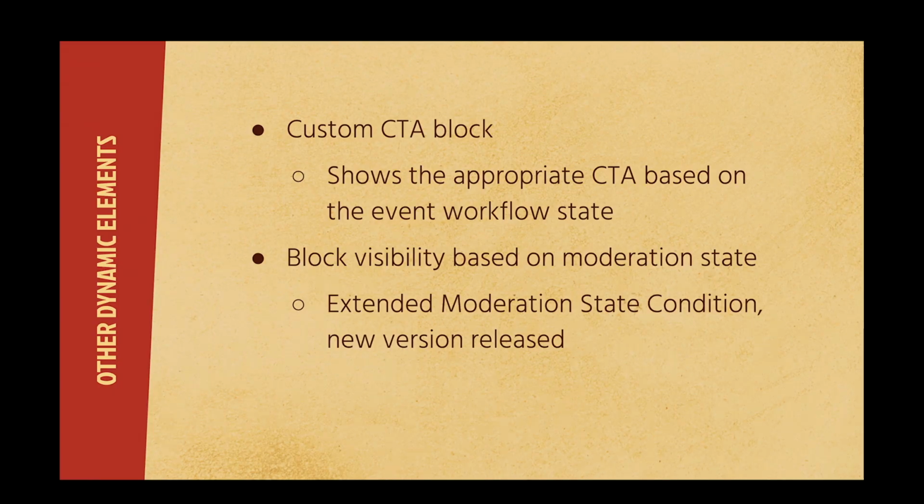In the top right of the site, and you'll see this as we go through the demo, there's a custom CTA block, and it'll show an appropriate CTA based on the event's workflow state. So there's some dynamic code in there that, based on the workflow state, you can have all pre-configured so that, as the site moves through that, it'll automatically go through what you decided at the start was the messaging for each of those stages.